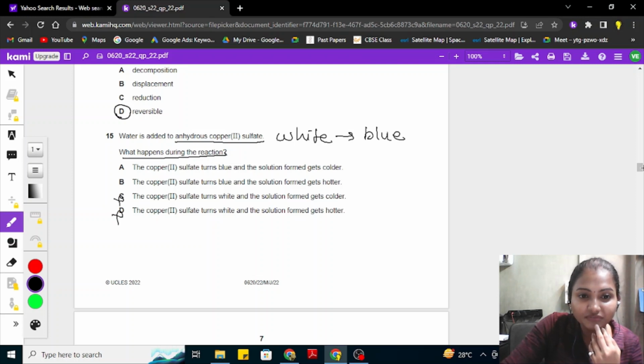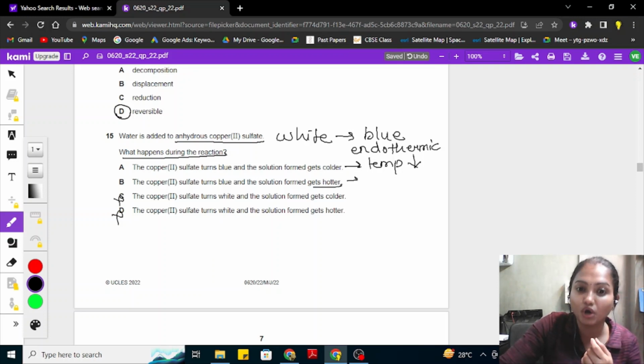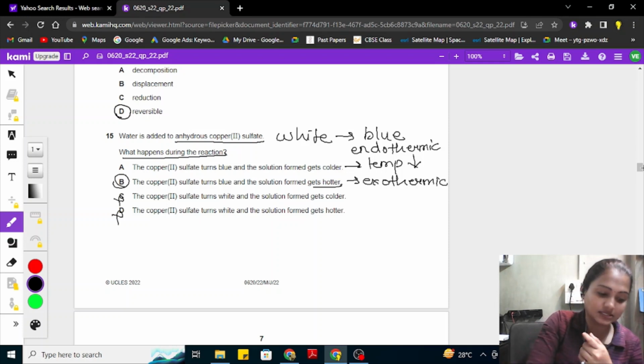So copper sulfate turns blue and the solution gets colder, or the temperature increases. The temperature decreases when it's an endothermic reaction. But in copper sulfate, when we add water, it becomes much hotter because that reaction is an exothermic reaction. Therefore, option B is the correct option for us.